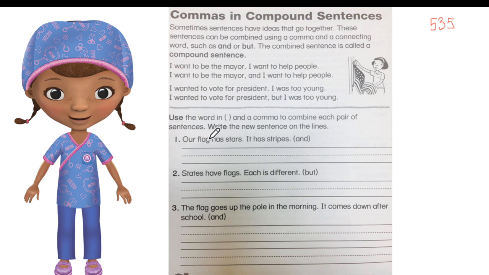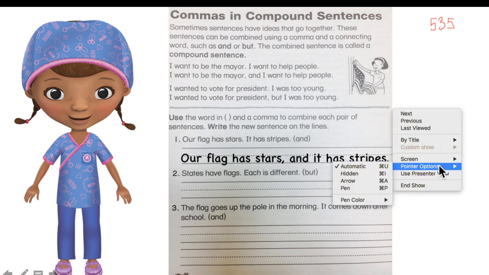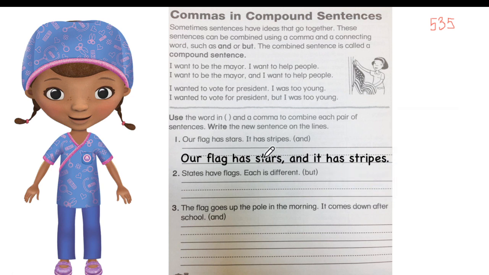You have to copy the first sentence. Then what will you do with the period? Change it into comma. Then you will add the conjunction word and. Then you will change the I into the small. It will look like this. Can you see?